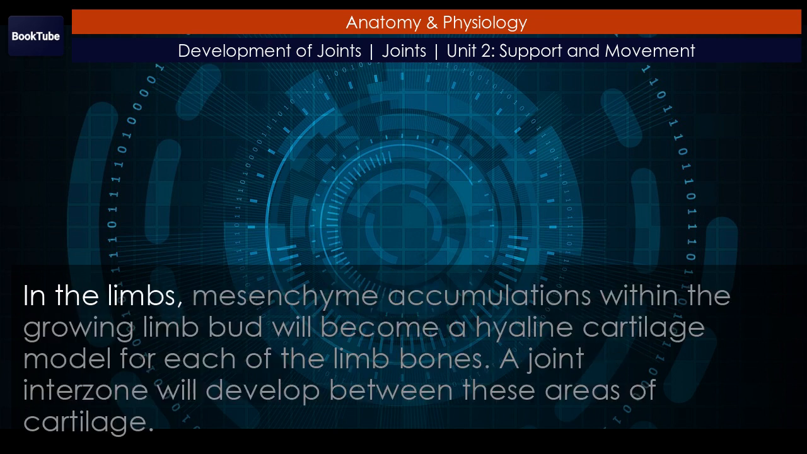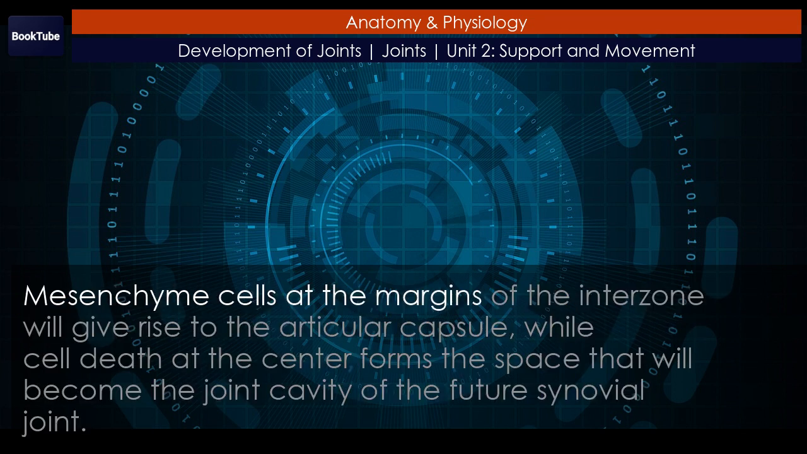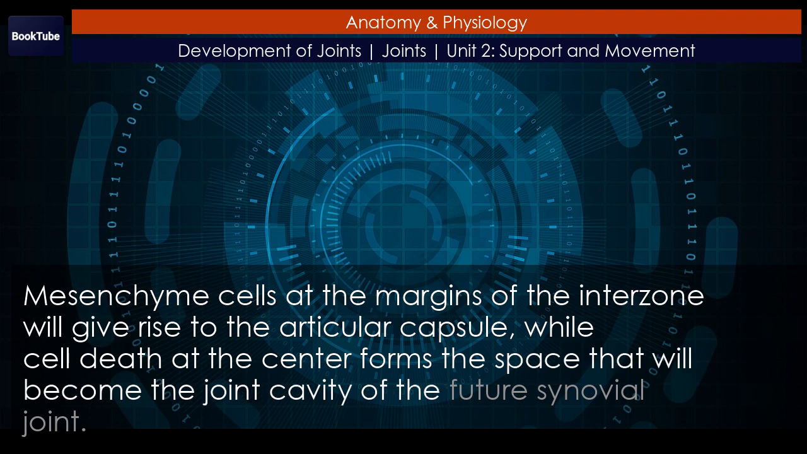In the limbs, mesenchyme accumulations within the growing limb bud will become a hyaline cartilage model for each of the limb bones. A joint interzone will develop between these areas of cartilage. Mesenchyme cells at the margins of the interzone will give rise to the articular capsule, while cell death at the center forms the space that will become the joint cavity of the future synovial joint.